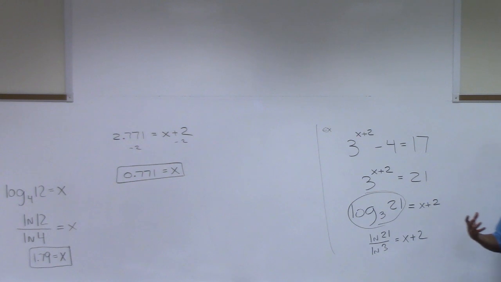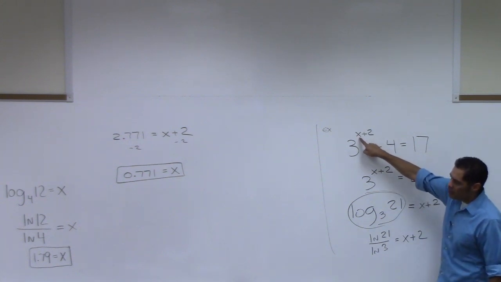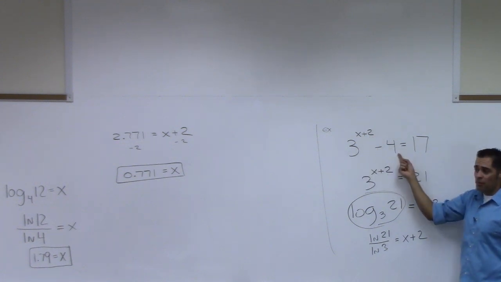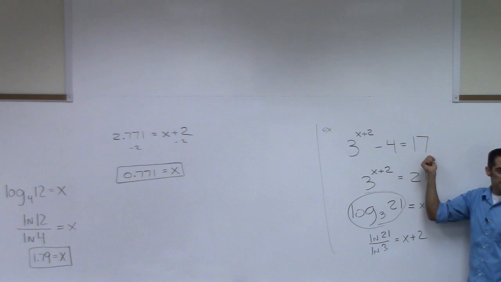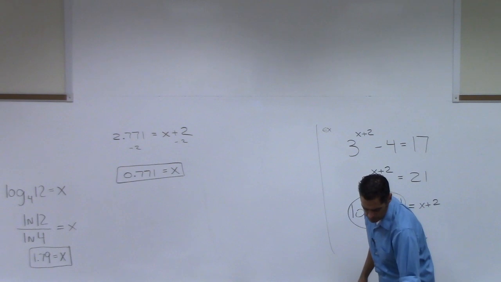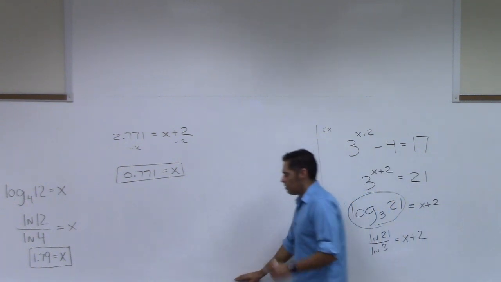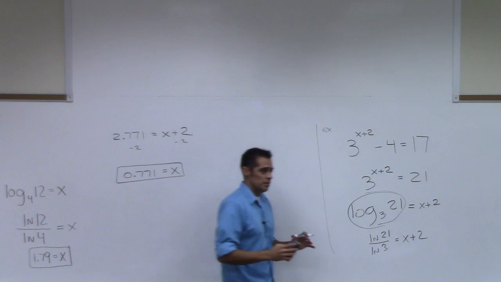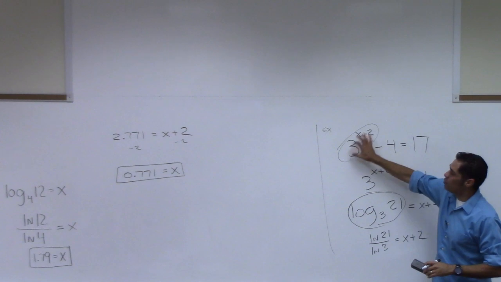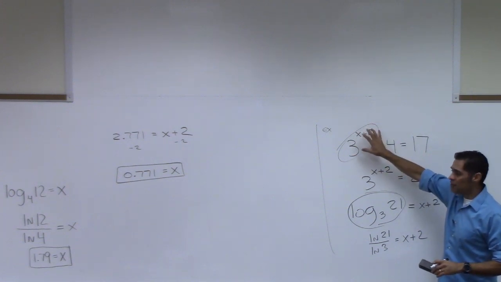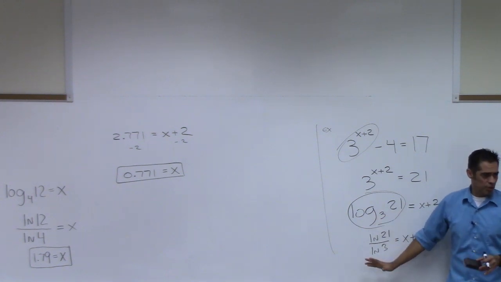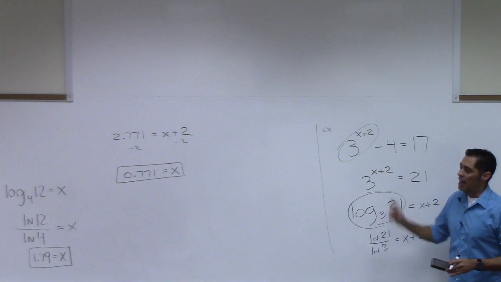So what this is saying is that if I replace that x with 0.771, then add 2, raise 3 to that power, subtract 4, I will get the number 17. All right, so the main idea behind an exponential equation is you want to get the thing that has the exponential, the base and the variable, by itself. Once you get it by itself, you convert it with a log. Once you get there, you use your calculator, change of base formula, you're good. Understand? Okay, that's exponential equations.